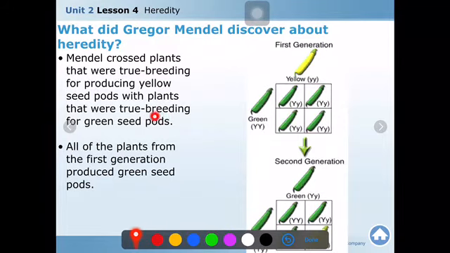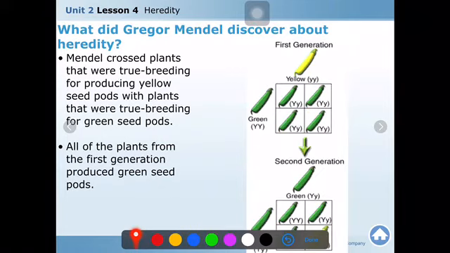But what did Mendel do? He took those two true breeding plants and crossed them with each other. And the result was interesting. As you see here, all offspring became green. None of them became yellow. Are you able to see here? All of the plants from the first generation produced green seed pods. You see, green seed pods.